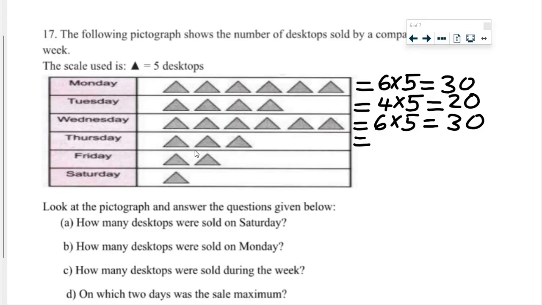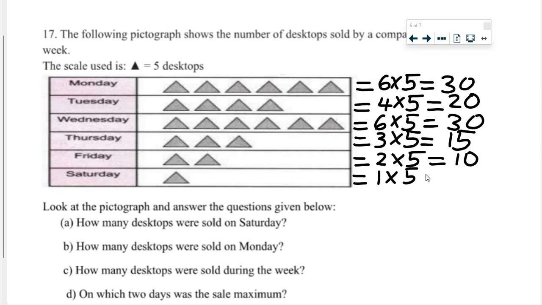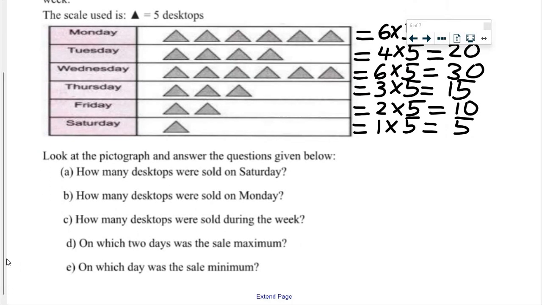Likewise, on Thursday, we have 1, 2, 3 symbols. So 3 into 5 equals 15. And on Friday, we have 2 symbols. So we have 2 into 5, that equals 10. And lastly, we have 1 symbol, which is 1 into 5 equals 5. Now let us answer these related questions.